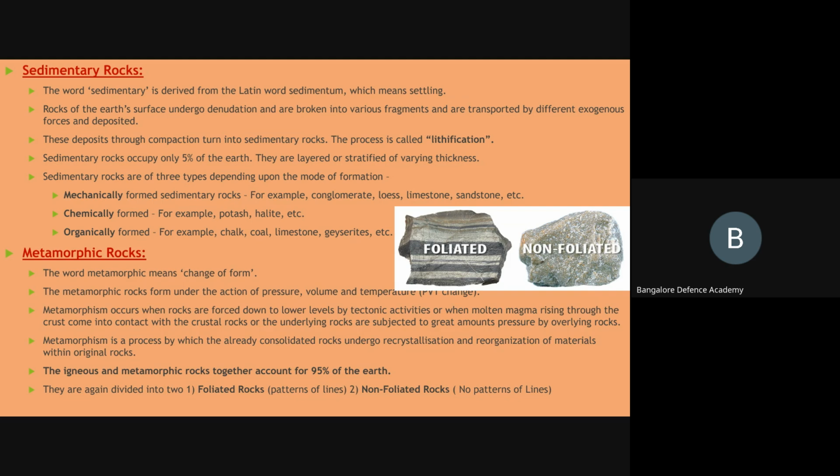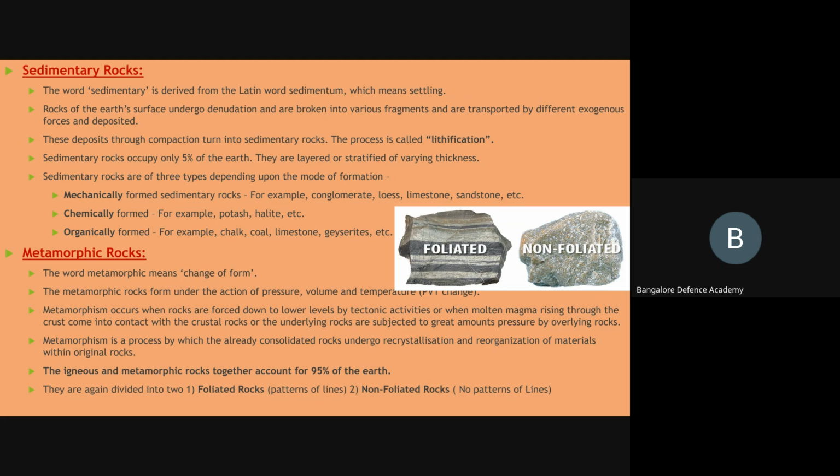Loess is one of the depositional landforms of the winds. There are different types of landforms formed that we'll be discussing in the next chapter. In that, one of the depositional landform agents which is causing the landforms is wind. In that, one of the depositional landforms is loess.